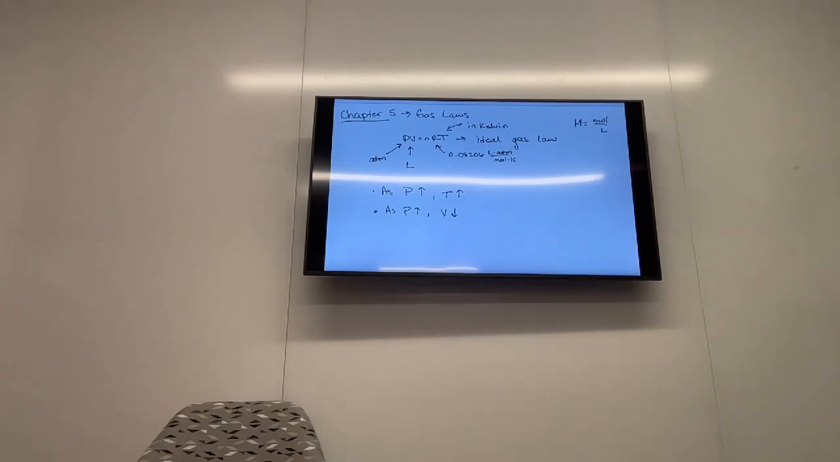Anything else? Is it possible to hold volume constant as you raise temperature? Yeah, that's what you do when you boil water. Anything else? It's not really a relationship, is it? Yeah, it's not really too much of a relationship. Do you remember what that is?